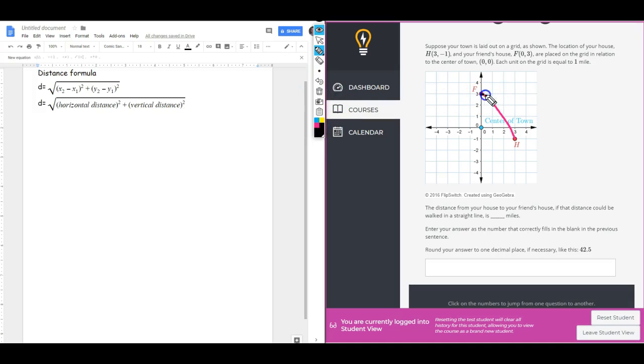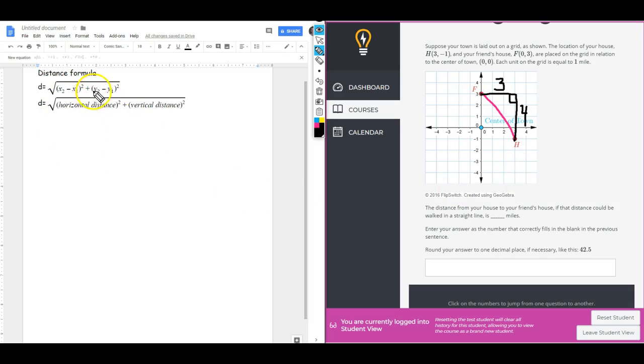distance. So if I were to go horizontally, 1, 2, 3, so the horizontal distance is 3 units. And now if I were to go vertically, 1, 2, 3, 4. Again, why are we creating this right triangle? It has to go back to the fact that the distance formula comes from the Pythagorean theorem.